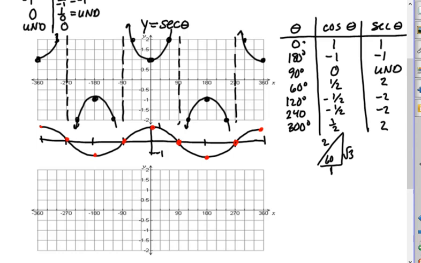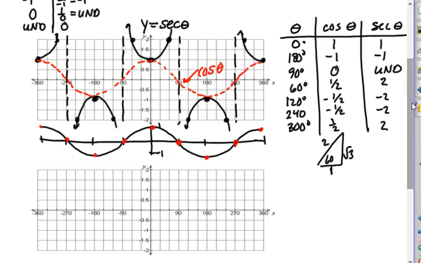So what happens is the cosine graph fits right in between the secant graph. This is the cosine graph right here, cosine of theta, the red graph. The secant graph is the black graph. Notice the cosine graph never goes higher than 1 or lower than -1. The secant graph is always higher than 1 or lower than -1. It doesn't have anything in the middle, and it has some undefined values.